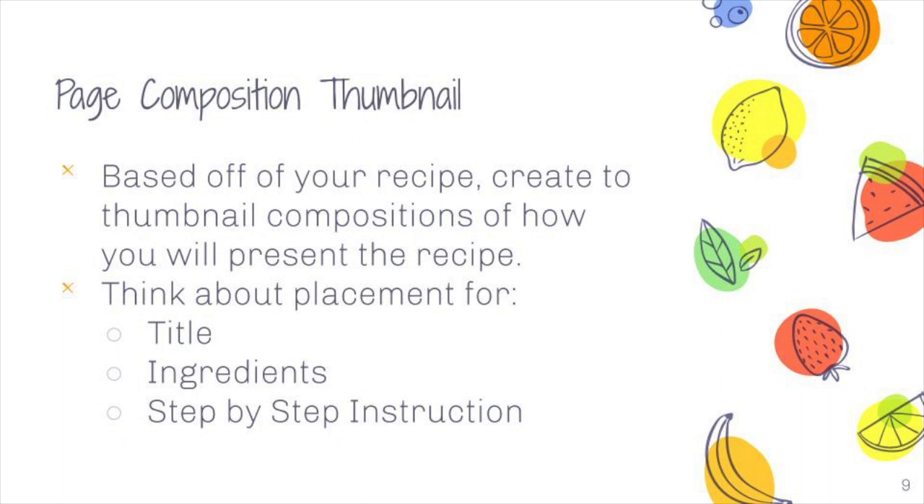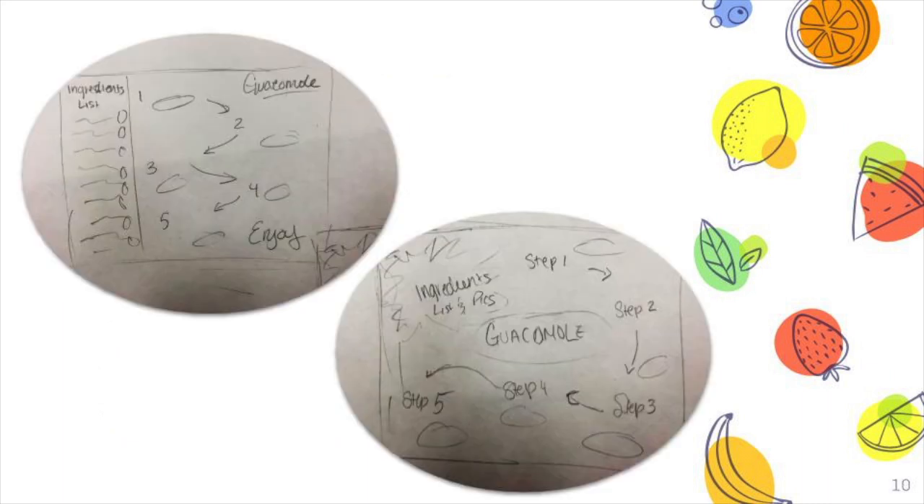Where are the ingredients going? What kind of step-by-step instruction do you need? I'm not asking for you to come up with a drawing for everything at this stage. Here's an example of my 2 thumbnails that I came up with.